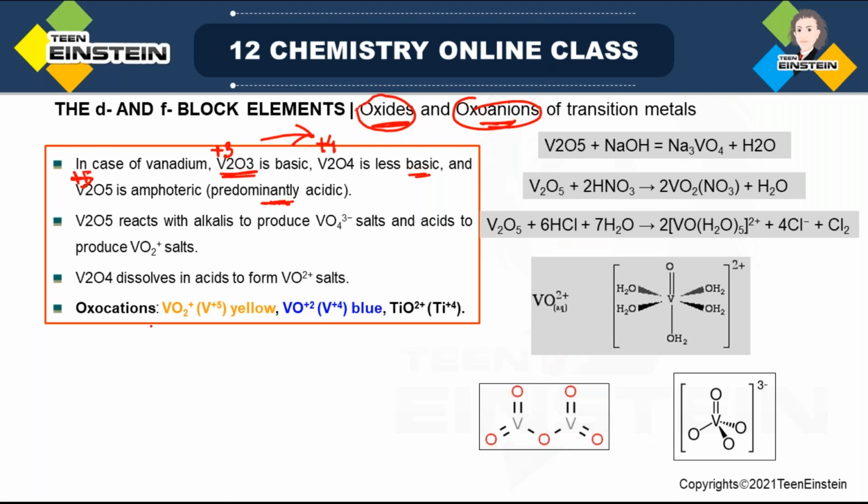How will we understand that V2O5 is predominantly acidic? See, V2O5 reacts with alkalis because it is acidic in nature, and it produces this type of oxoanion. So see, this is the example. V is vanadium. It is the short form of vanadium.